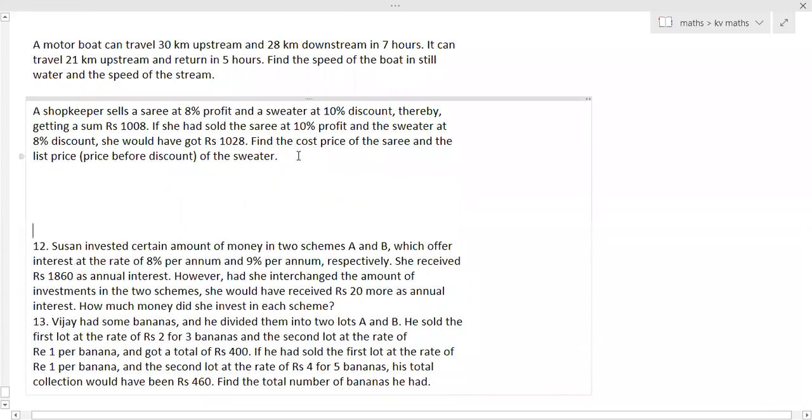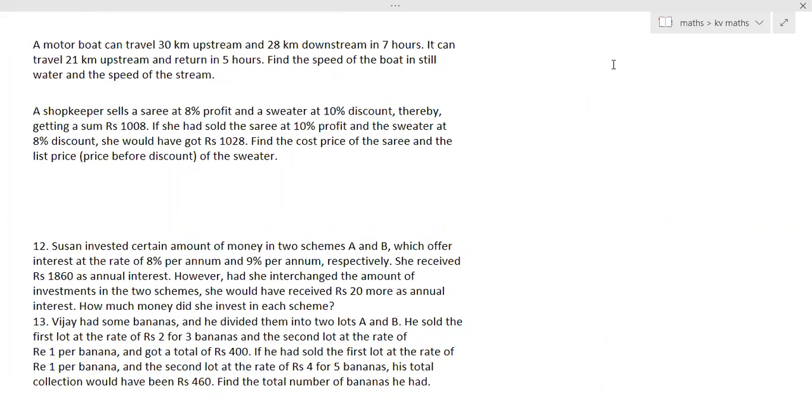Ma'am, what is the answer? It is 10 and 4. Speed of the boat in still water is 10 and the other one is 4, the speed of the stream is 4. Yes, ma'am. Next question, I already gave the same question as we have solved, the Jamila question. Exactly the same question. Next one.